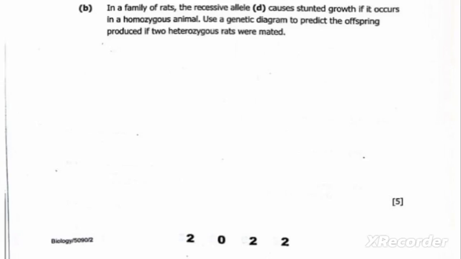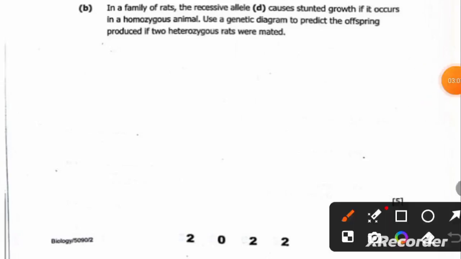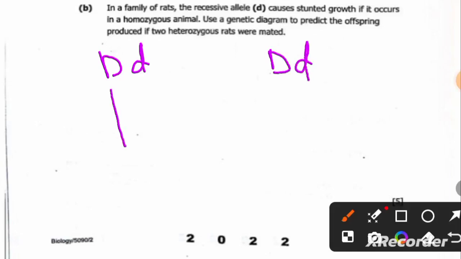So what are we going to do? Since we are told in our question that small letter d represents stunted growth, or recessiveness, we are going to let capital letter D represent normal growth, then small letter d represent recessiveness. So we also have this parent here. Then we are going to do crossings. We cross this one and this one.